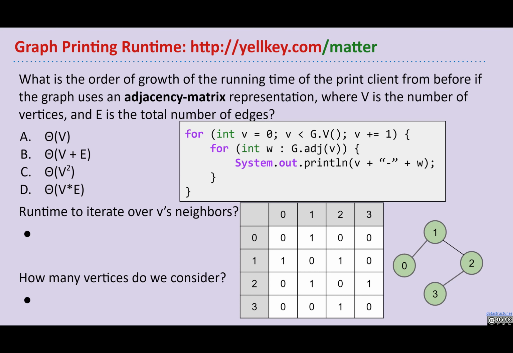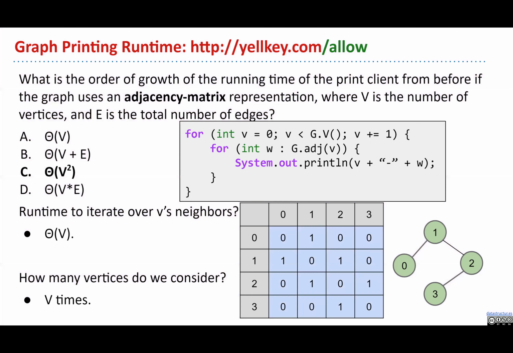Okay, so the runtime in this case is going to be V squared. Why? Because the time it takes to iterate over all of zero's neighbors is V. Time to iterate over all of 1's neighbors is V, 2, V, 3, V, and so forth. And so this total of V vertices that take V time, so it's V squared. Not so bad.